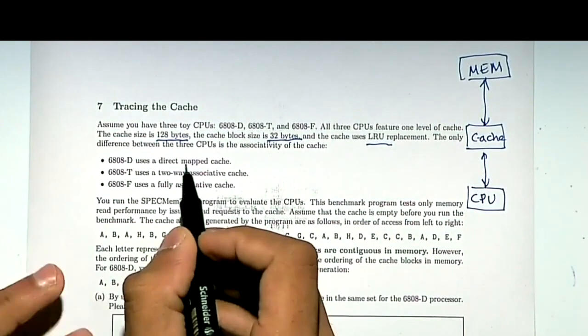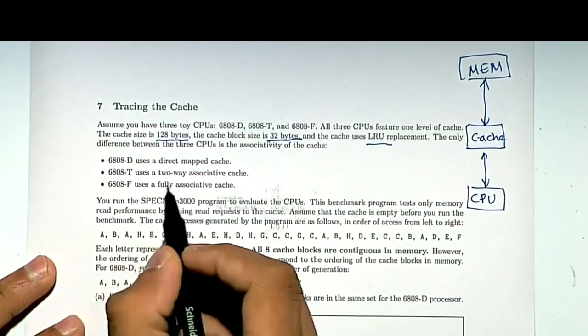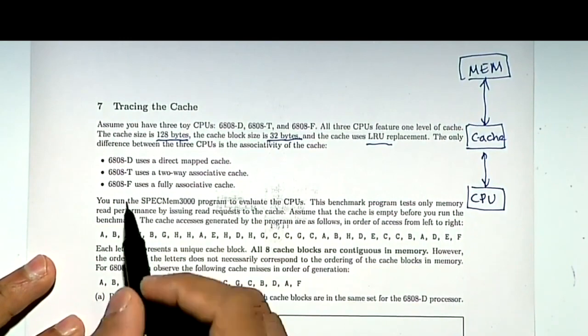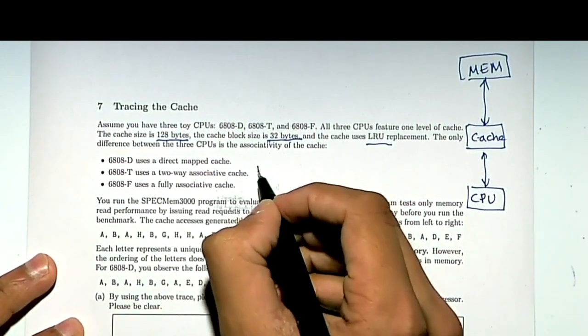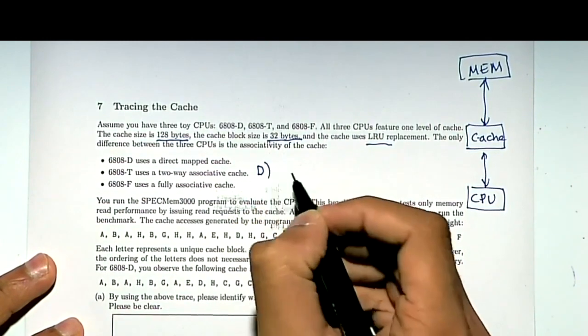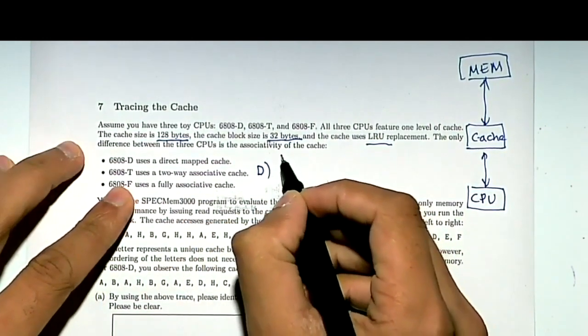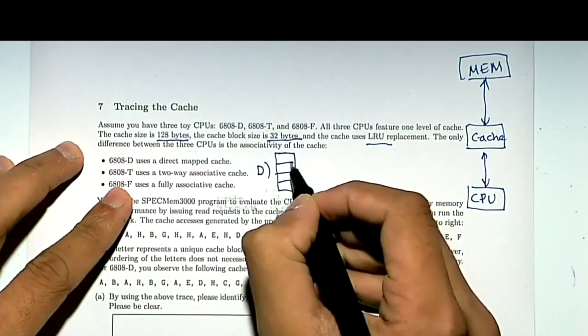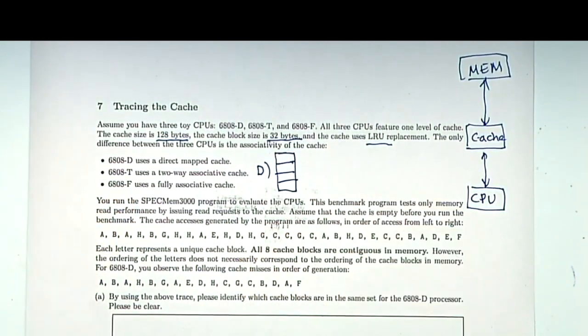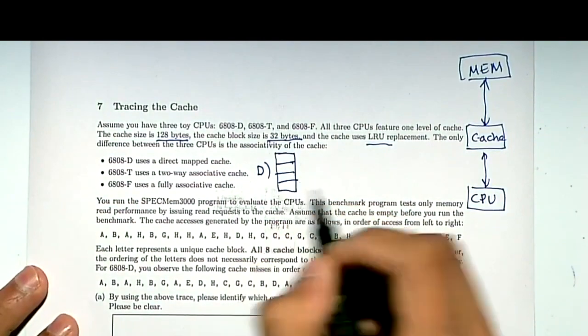So we're given that D uses a direct mapped cache, T uses a two-way associative cache, and F uses a fully associative cache. So if we go ahead and draw these out, then we're saying that D is a direct mapped cache. So every single block gets its own set, right? So we have 4 different sets in the cache, and there's only one way.